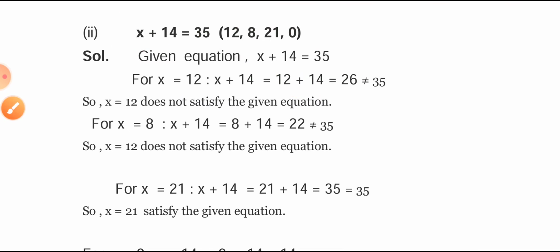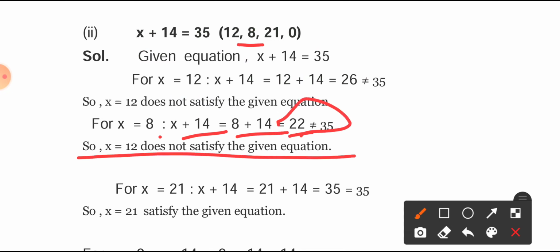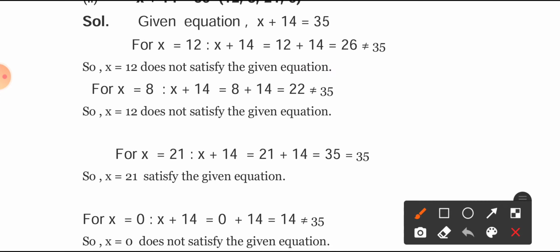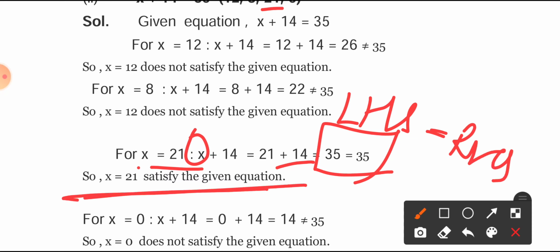Now second value is given 8. So put 8. 8 plus 14, 22. It is not again equal to 35. So it is also not the solution. Next number is given 21. So put 21 in place of x. So 21 plus 14, 35. You can see now LHS is equal to RHS. It means x is equal to 21 satisfy the given equation.